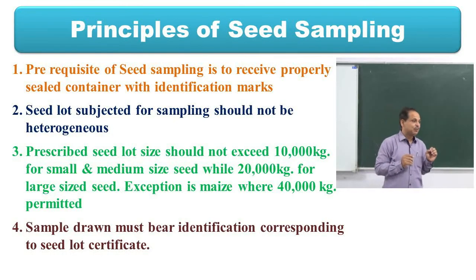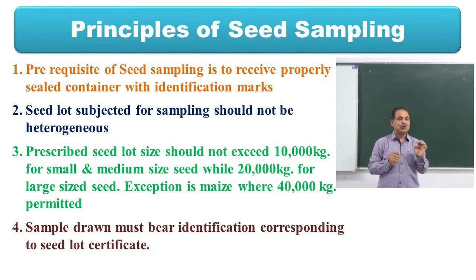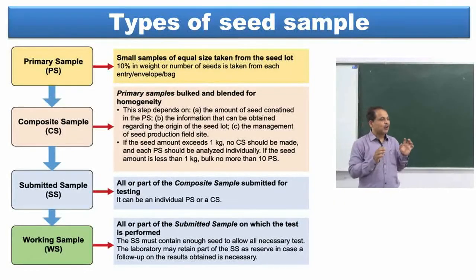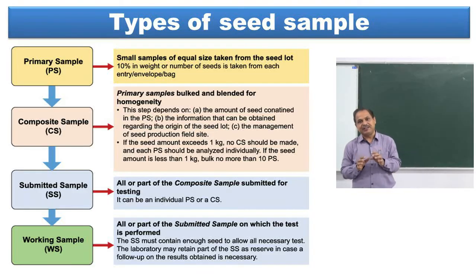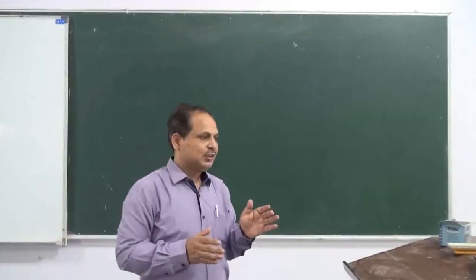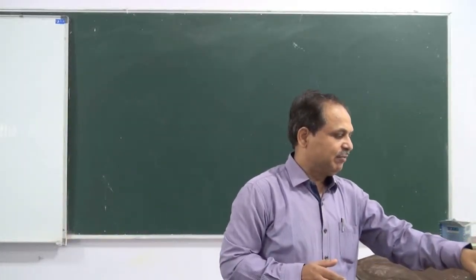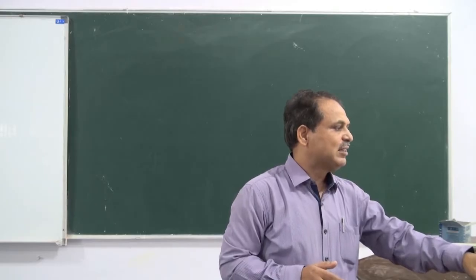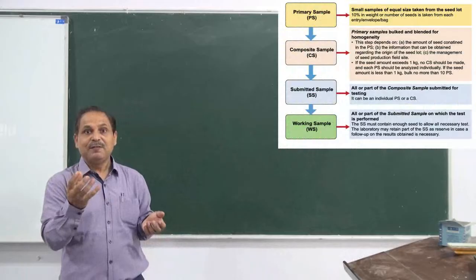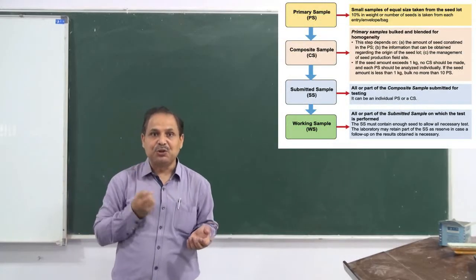The fourth principle is that the samples drawn must be identifiable and correspond to the seed lot certificates. Whatever samples are taken from the seed lot must be properly linked with the seed lot certificate. Otherwise, it is very difficult to recognize from where the seed samples have been drawn.